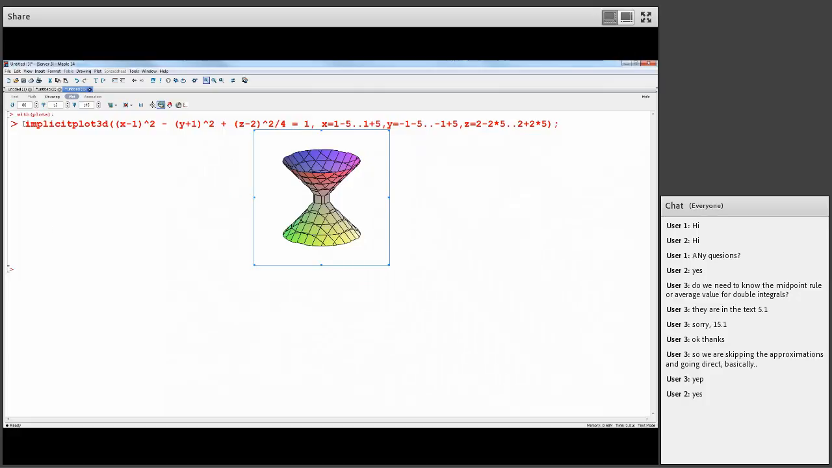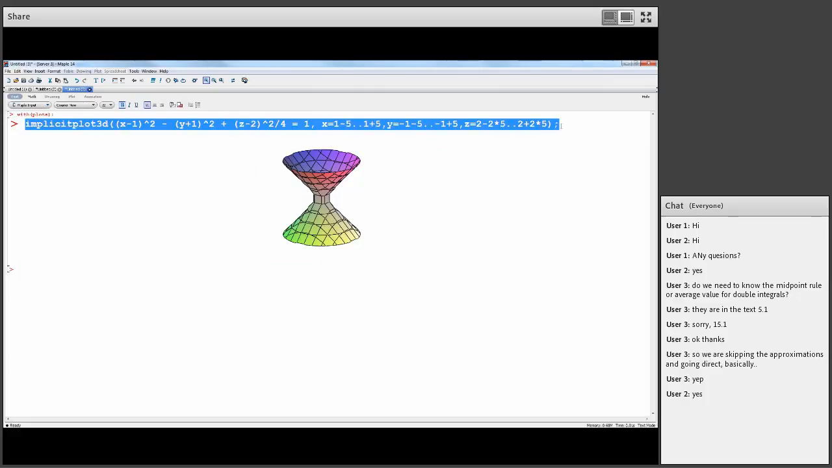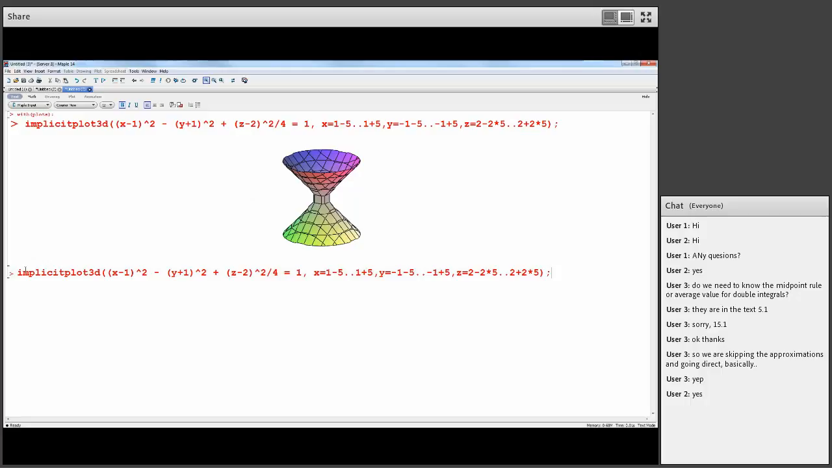The question is, that doesn't label many things for us. So can we put a few more things in to make it a bit easier to see? You can do a few other things. I'm pressing Shift Enter to put it on multiple lines.